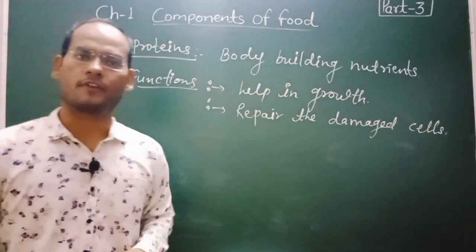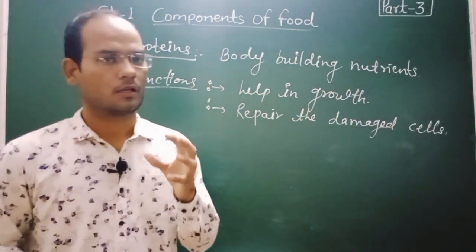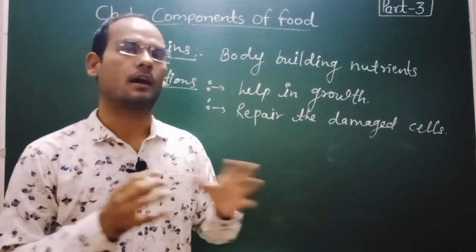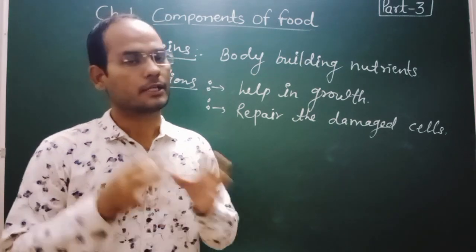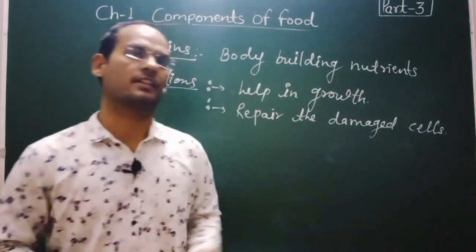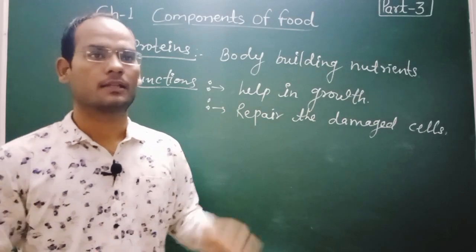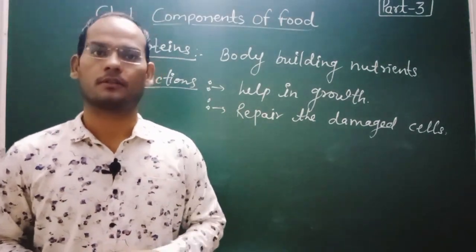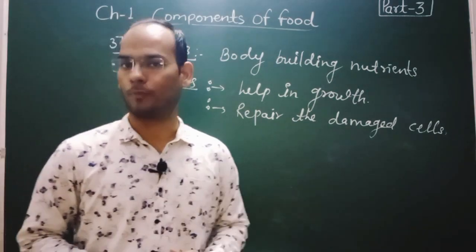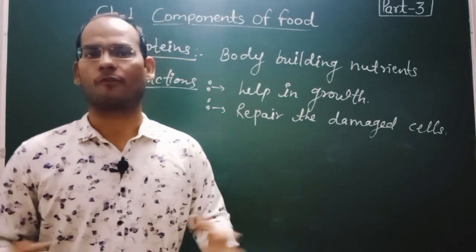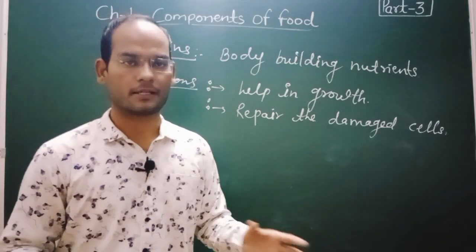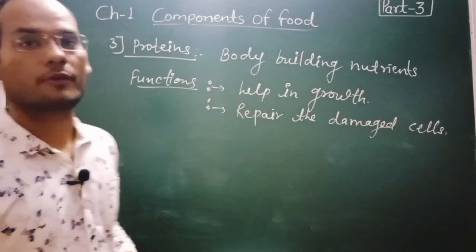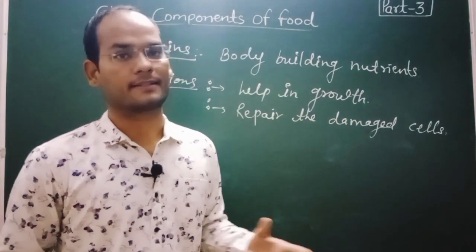During the growing years, a child needs more protein than an adult, because during that time more new cells are forming. That's why more nutrients are required at that time. And an injured person or a pregnant woman also requires more protein. Clear? So proteins are very important to our body and required as a component of food.